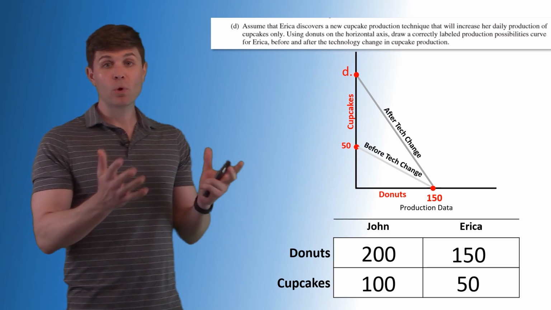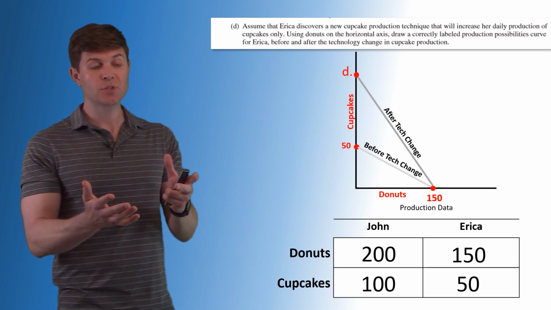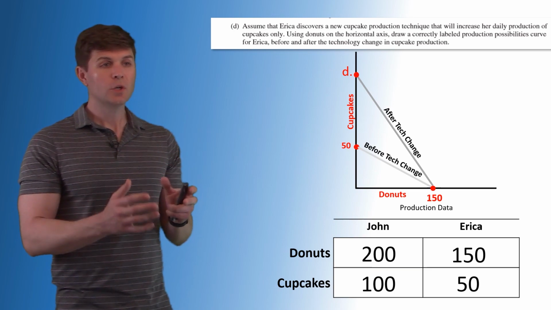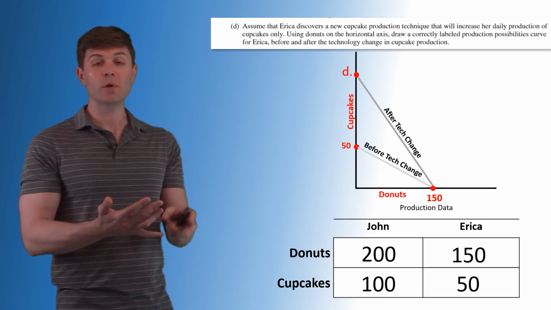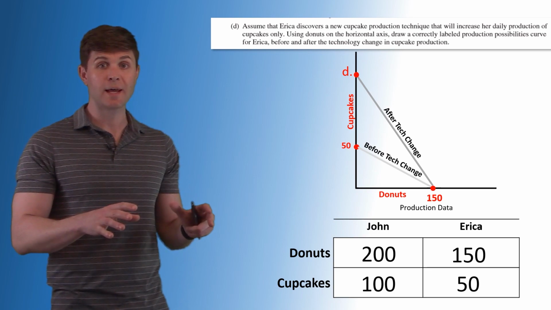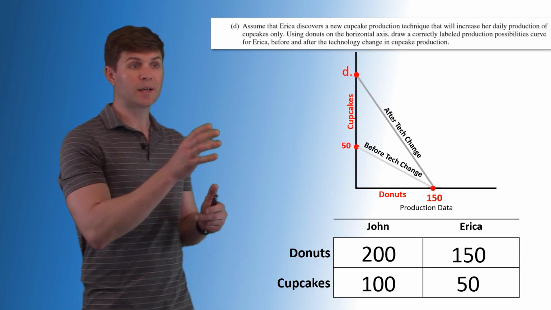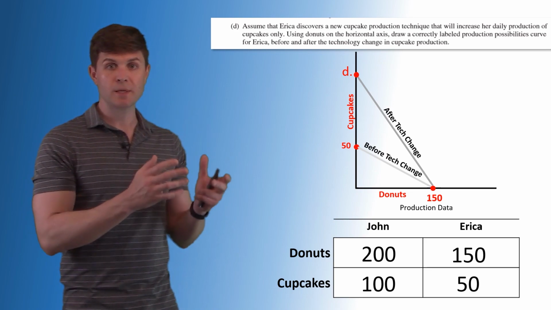So we have our before tech change, we have our after tech change. The key parts that we need here are the values. You need to make sure that you have the 150 donuts. You have to have donuts as the horizontal axis. You need to have cupcakes as the vertical axis. You need to have that before tech change 50 units being produced.